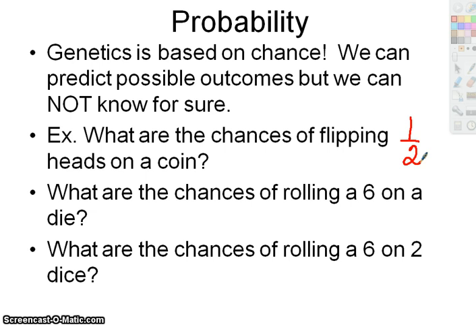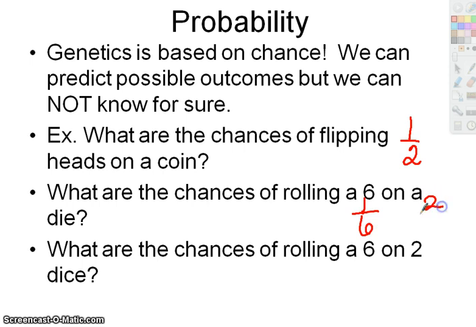What about the chance of rolling a 6 on a die? Right, somebody said 1 out of 6, because there's 6 sides on the die, and only one of those sides has a 6. Now what if I said, what are the chances of rolling either a 6 or a 5? Now what are your chances?